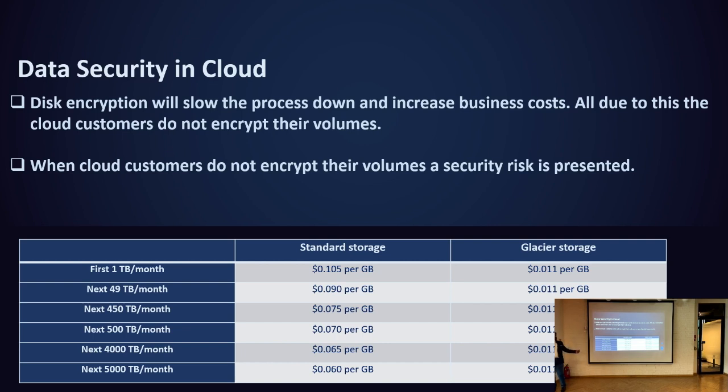Below is the table, which is of standard storage and glacier storage. These two storage types have been identified, so the customer can use them as per their needs. Pricing has been given as per 1 TB per month. The price is 0.105 per GB of storage for standard storage, and for glacier storage it is 0.011 per GB.